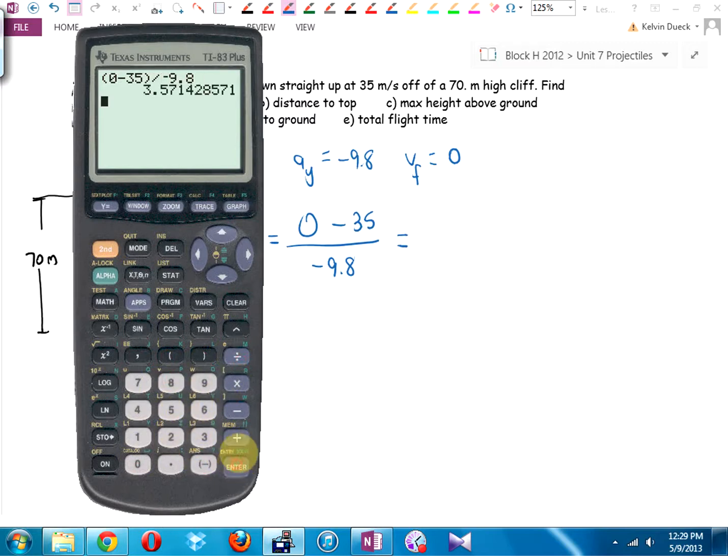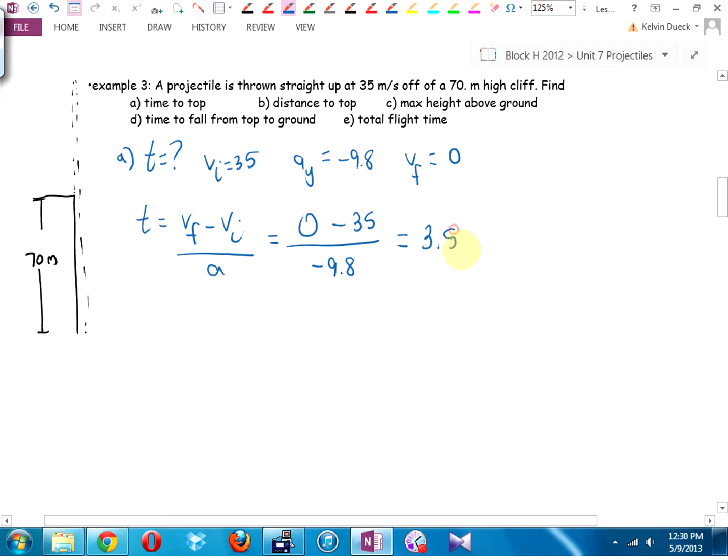And conveniently, I get a negative divided by negative, which is a positive, because I want the positive time. You get 3.57 seconds, yeah? 3.6 seconds, I'd take that too, but we'll be a little accurate.